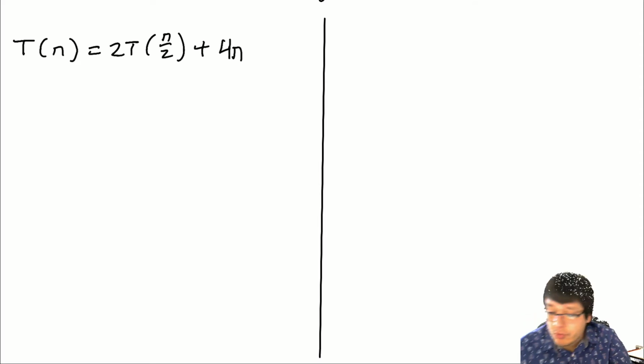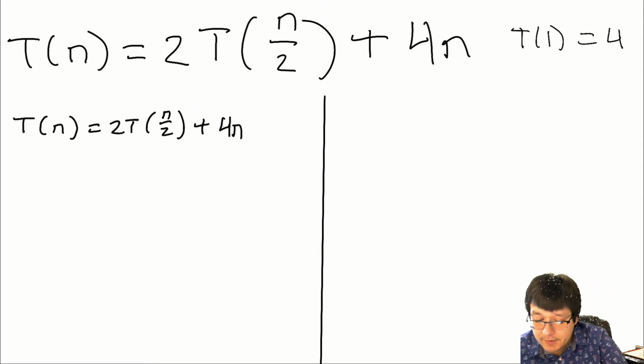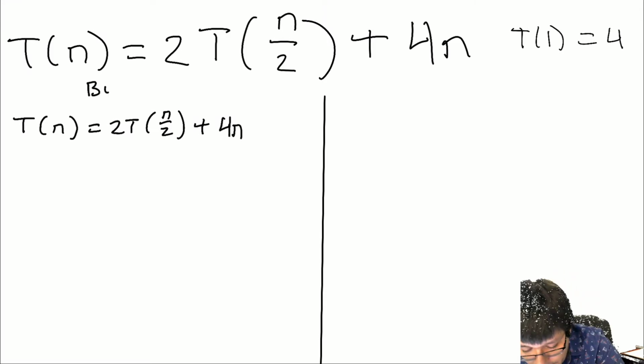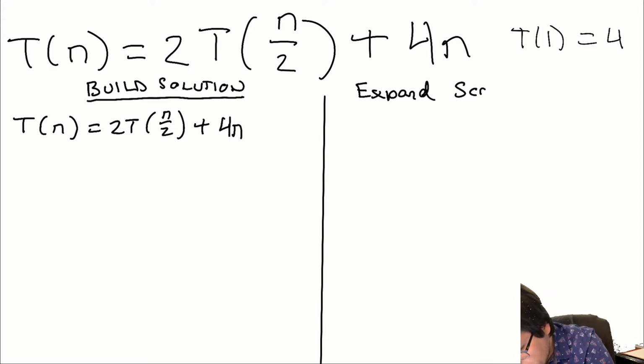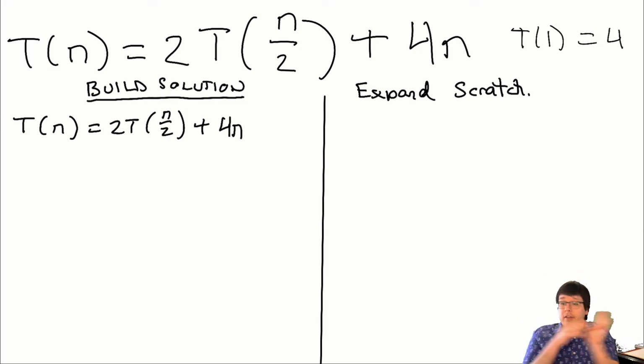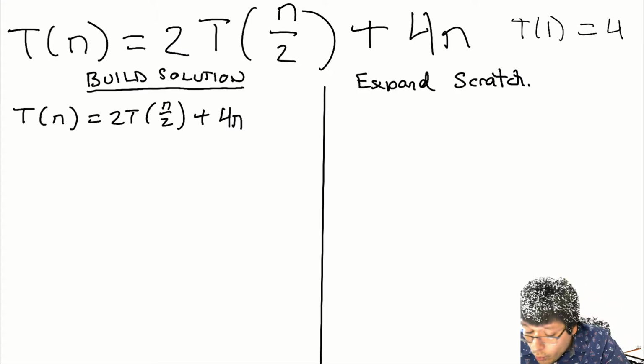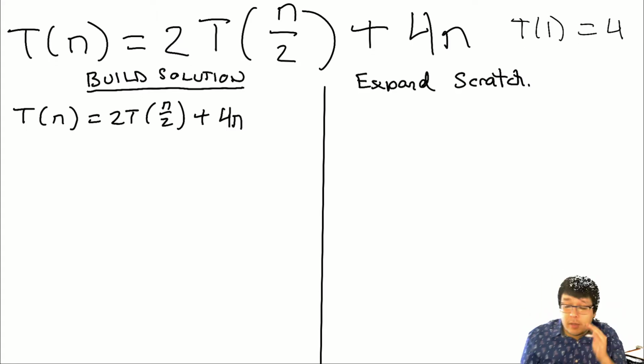Okay, so I'm just rewriting the same recurrence relation. I'm going to label this as my build solution column, and over here is going to be my scratch area, which is my expand scratch. So this side is the scratch work area, and the other side is the legit side.